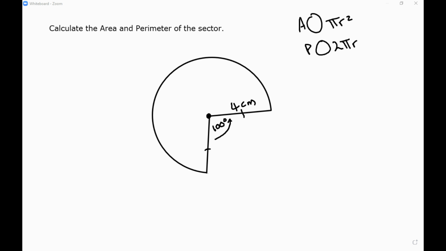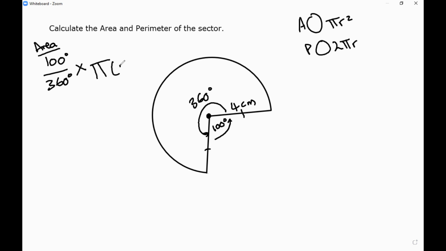So basically, firstly, you can see this is a fraction of 100. Now we know that an entire circle will be 360 degrees. So we take 100 degrees out of 360 degrees, and we multiply that by pi r squared, which is the area of a circle. This is going to get me the area. The radius is 4, so that becomes 4 squared. Grab a calculator, put it in, and you've got your area.